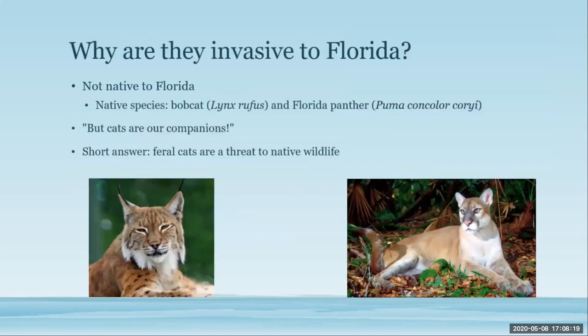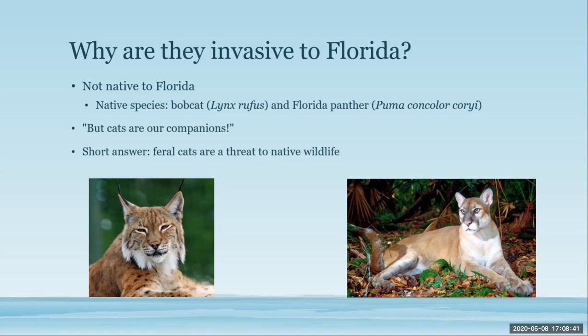So why exactly are feral cats invasive to Florida? Well, first of all, they're not native. They were brought here by humans. The only native species that would be considered native cats of sorts would be the Florida bobcat and the Florida panther. The bobcat is on the image to the left and the panther is on the image to the right.